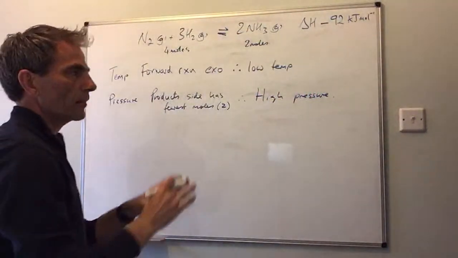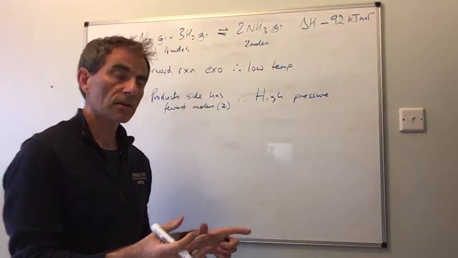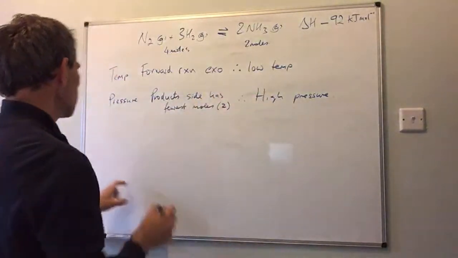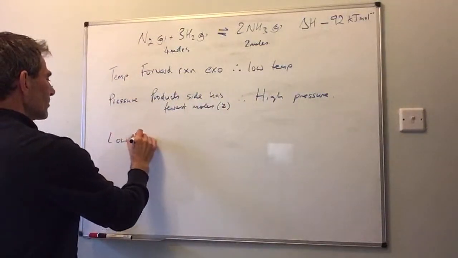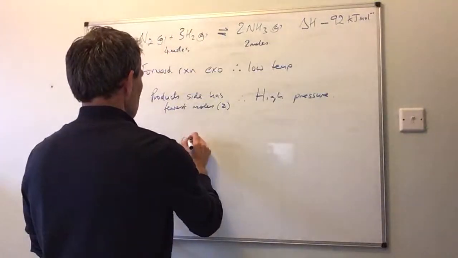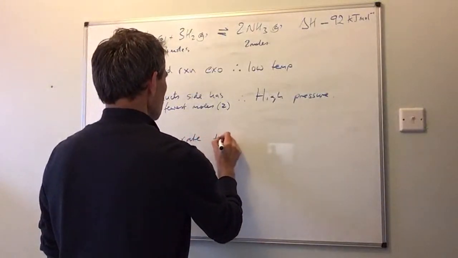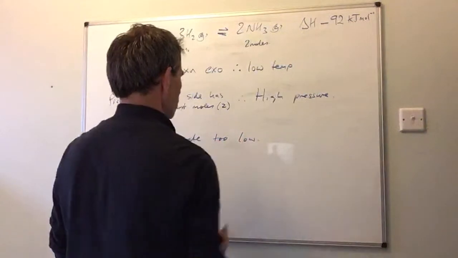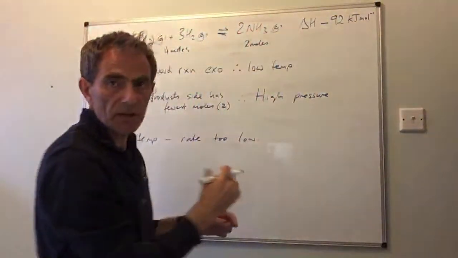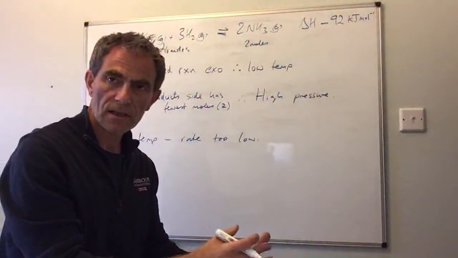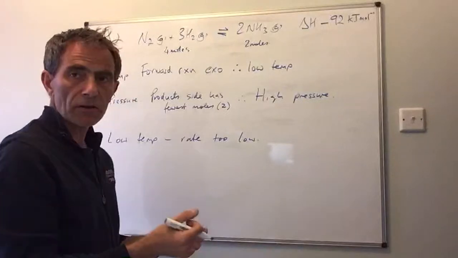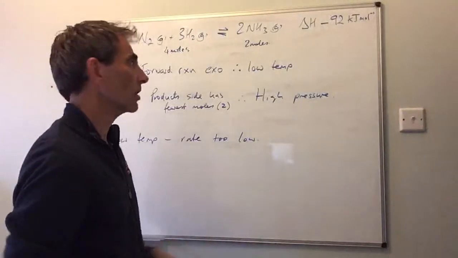Right, so are they likely to use these conditions? And if not, what would they do? We'll deal with the temperature first. Low temperature, what can we say about that? The rate would be too low. Yeah, in theory we should get lots of ammonia, but it would take ages to get there. So they can't wait for that to happen. So what they're going to have to do is increase the temperature.